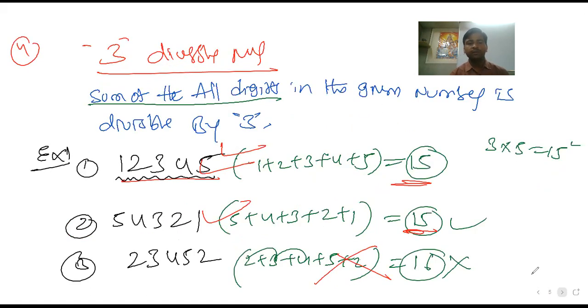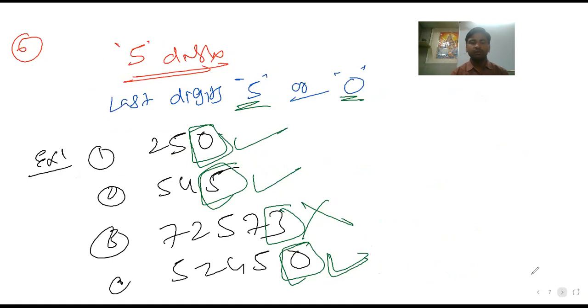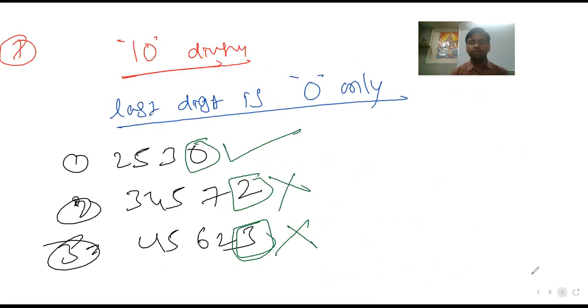Next, the divisibility rule of 3: the sum of all the digits must be divisible by 3. For 9, similarly, the sum of the digits must be divisible by 9. Next, the divisibility rule of 5: the last digit must be 0 or 5, and then the entire number is divisible by 5. For 10, the last digit must be 0. Then only it is divisible by 10.